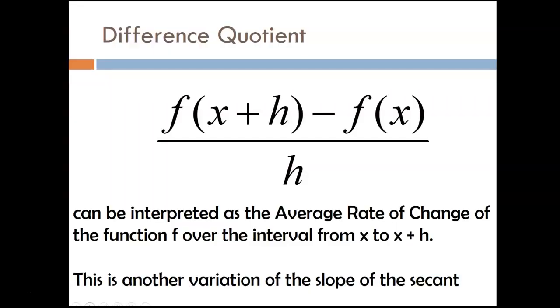So the difference quotient is a variation of the slope of the secant line. It represents the average rate of change. So if you recall, the difference quotient again is our average rate of change.